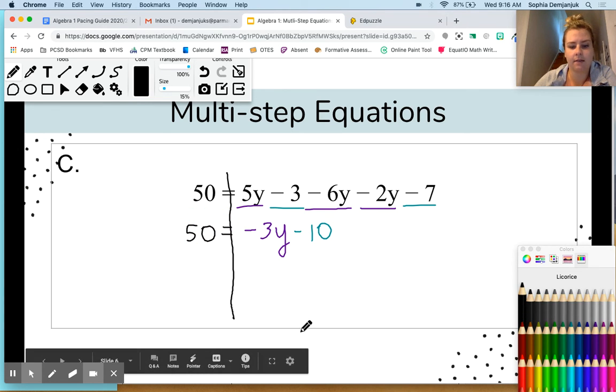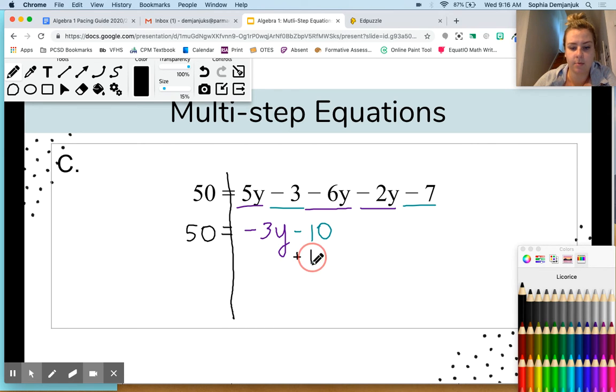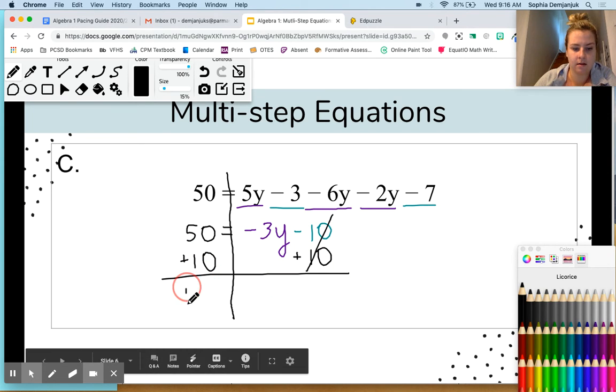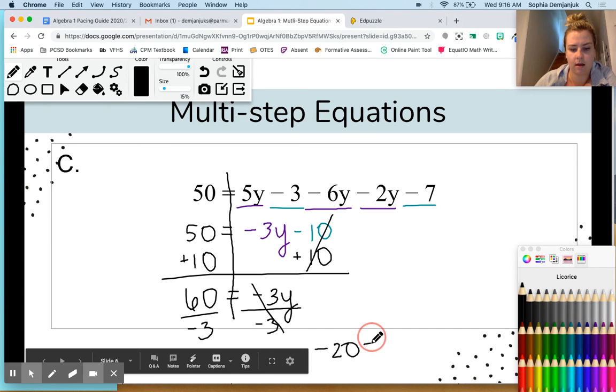50 equals -3y minus 10. I want to get the y piece by itself, so I have to add 10 to both sides. 60 equals -3y. I need to divide this -3 off. 60 divided by -3, I'm going to go down here. It leaves me at -20 equals y.